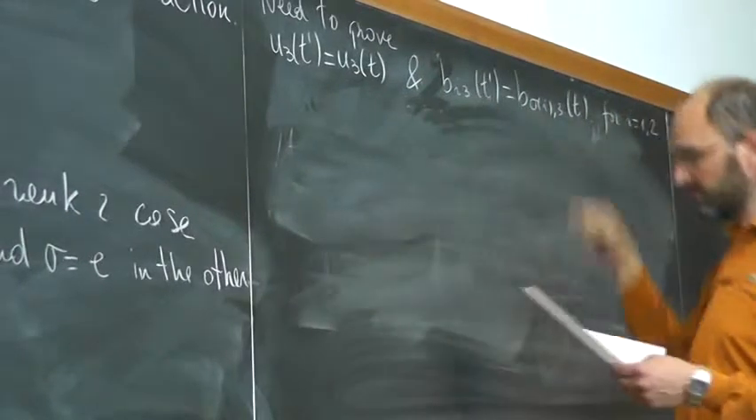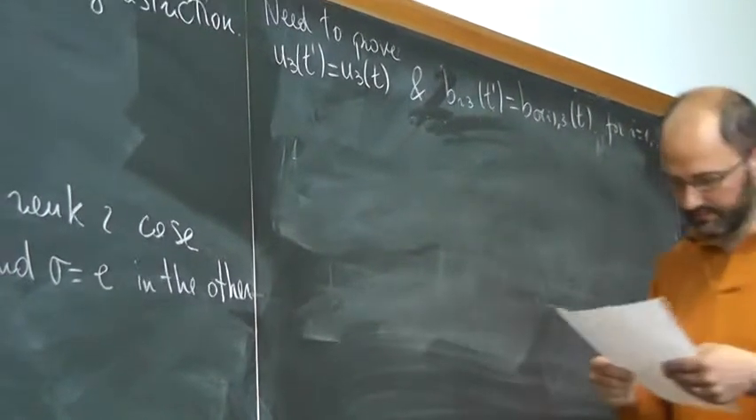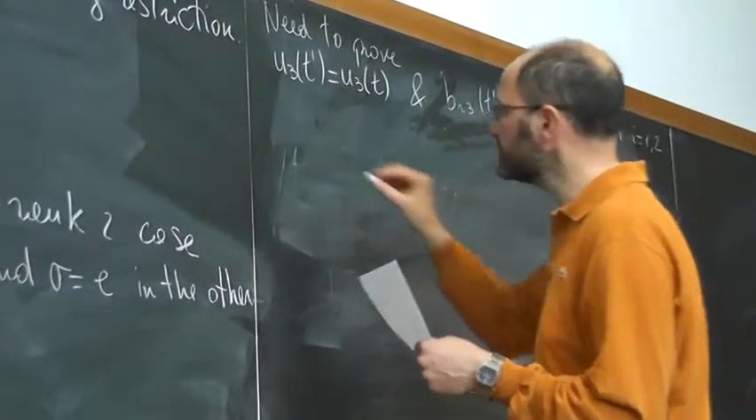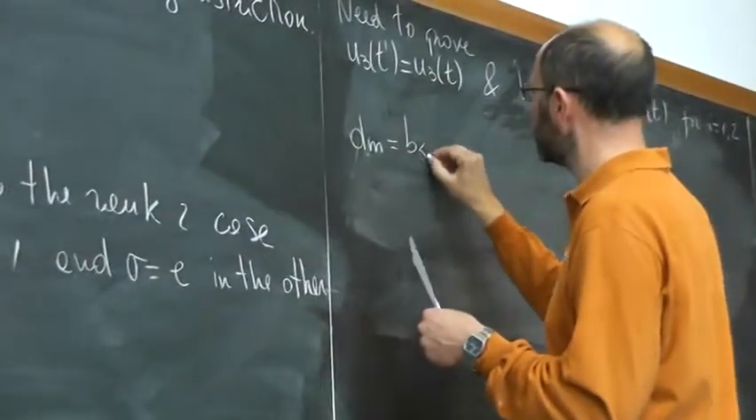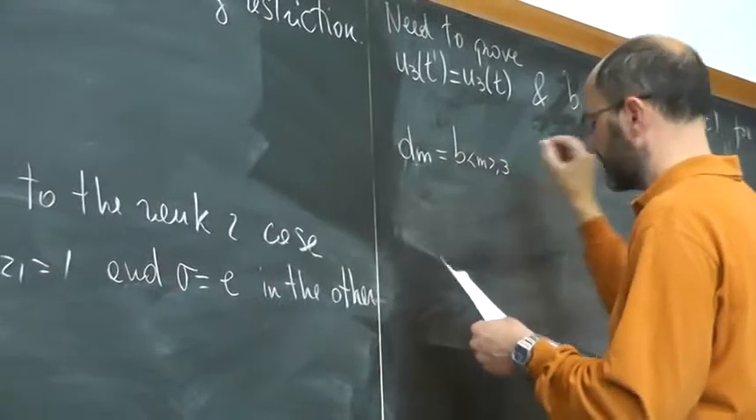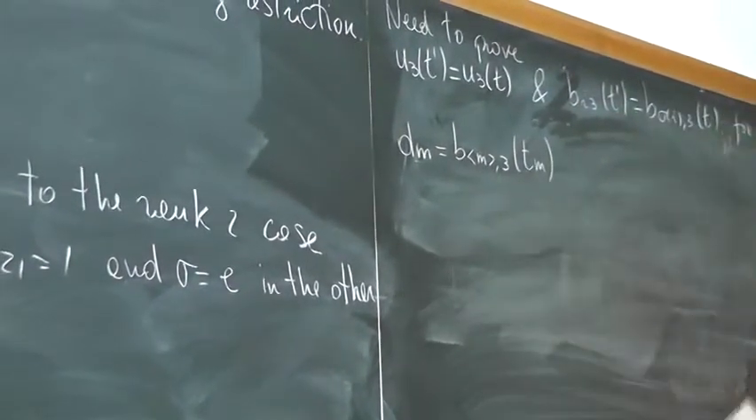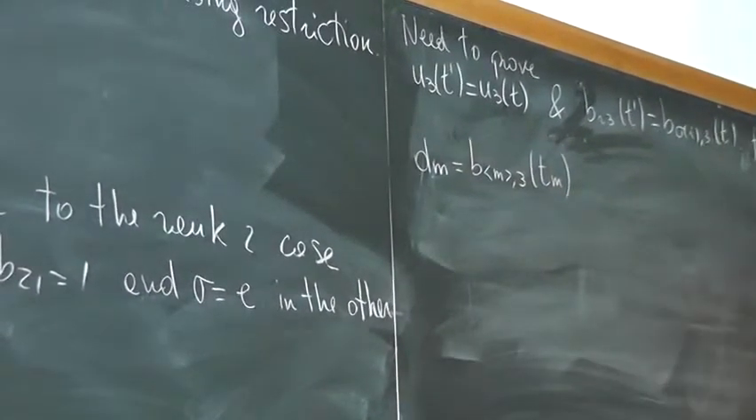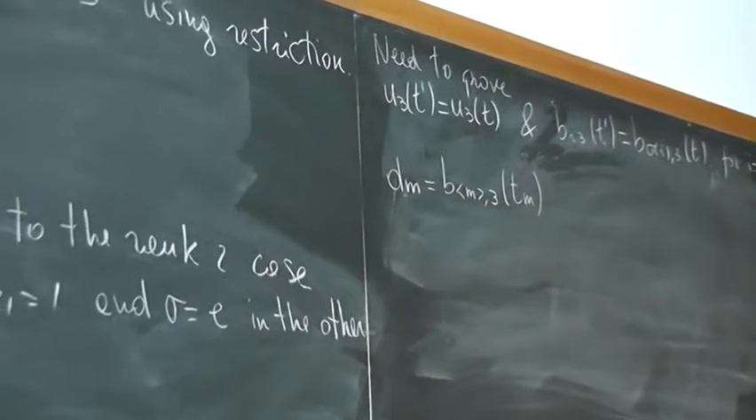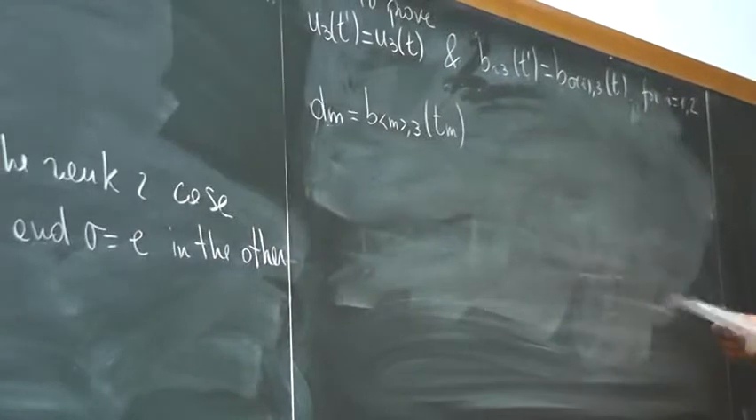Okay, so this is what we have to prove. Some notation. We let dm be d3 of tm, where m is always the number between 1 and 2 which is congruent to m modulo 2. Okay?